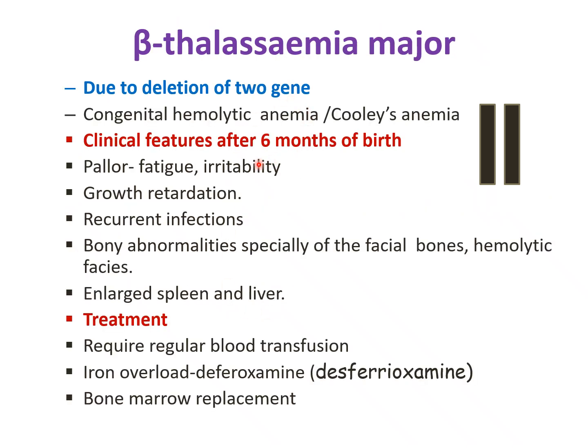So what are the symptoms, clinical features after 6 months of birth? Pallor, fatigue, irritability, growth retardation, recurrent infections, bony abnormalities, specifically of the facial bones, hemolytic facies, enlarged spleen and liver. Treatment: regular blood transfusion. Iron overload may happen, so deferoxamine is applied, and bone marrow replacement at last. Iron overload alone we have to take care of. We have to check the iron level often when we are doing this.